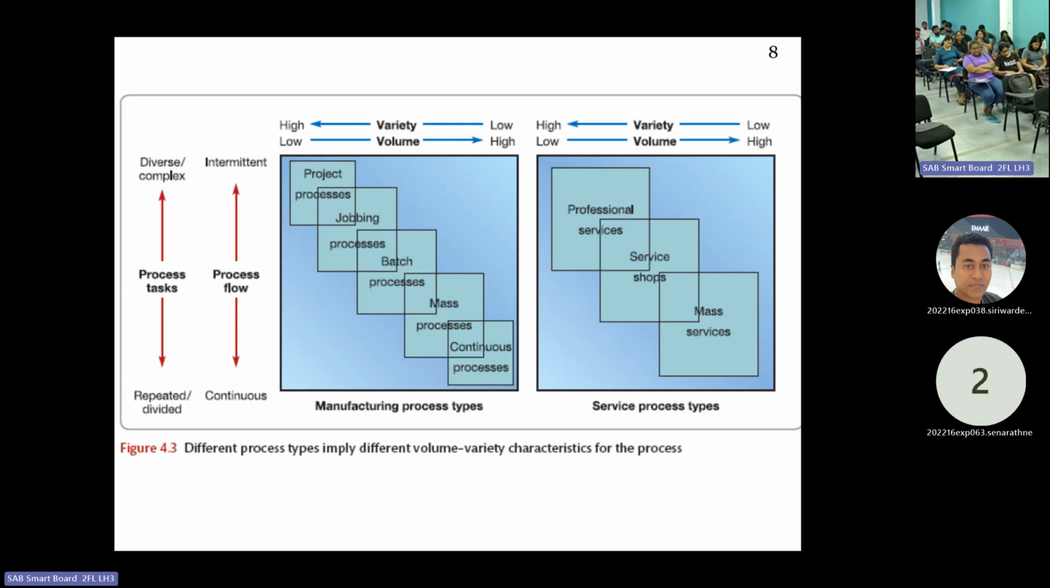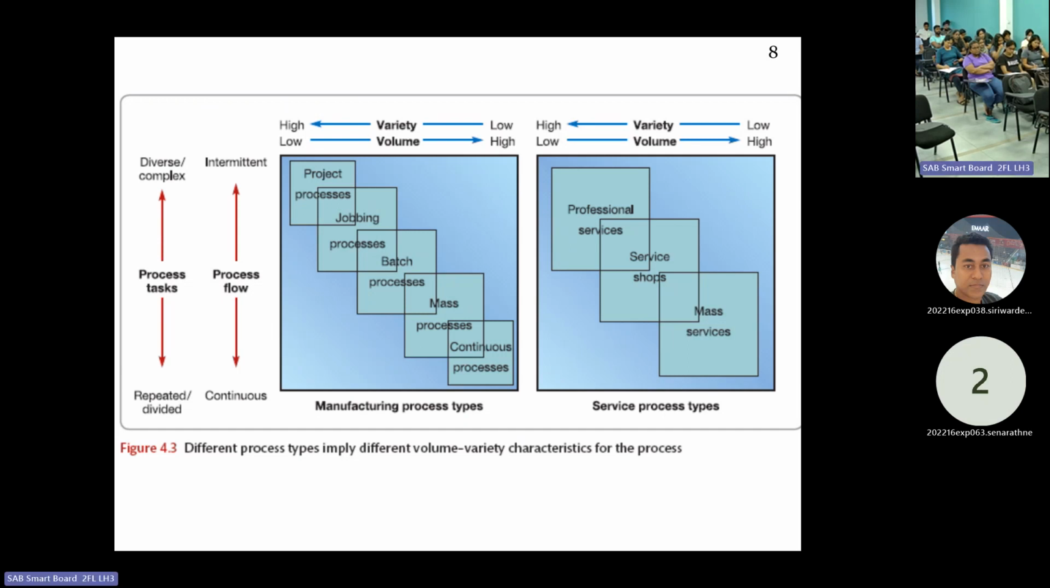Because of considering the nature of the process task, right? Towards this side, diverse tasks and complex. Towards this side, repeated tasks and divided, in the sense of the division of labor concept for divided tasks.